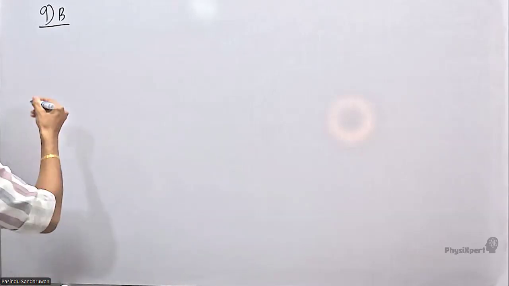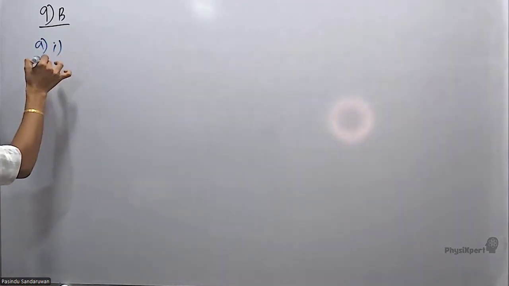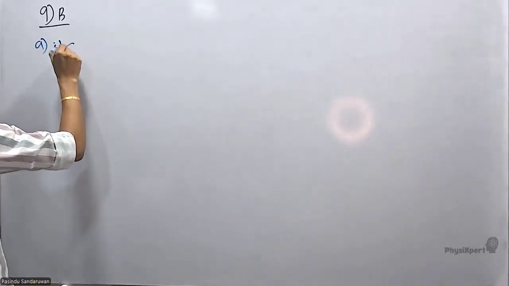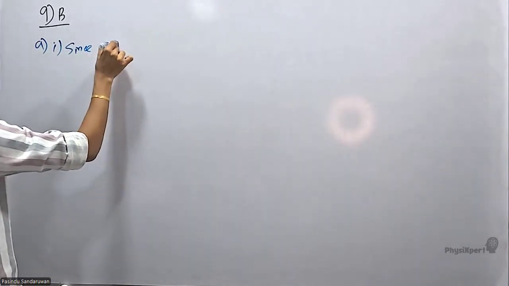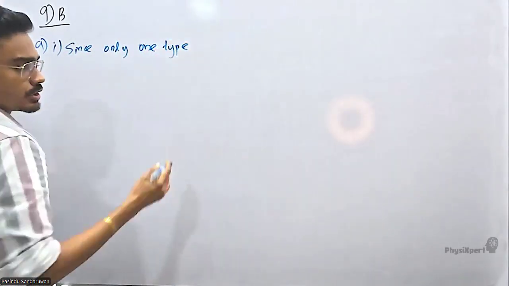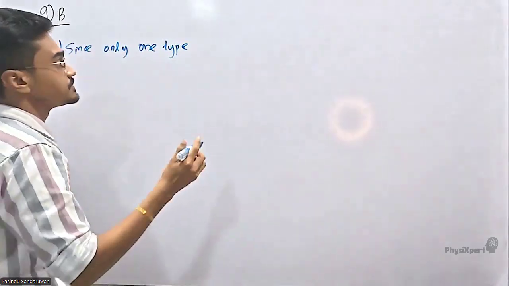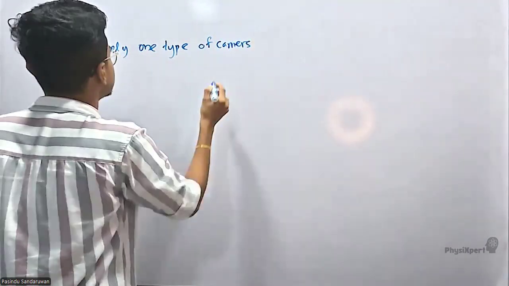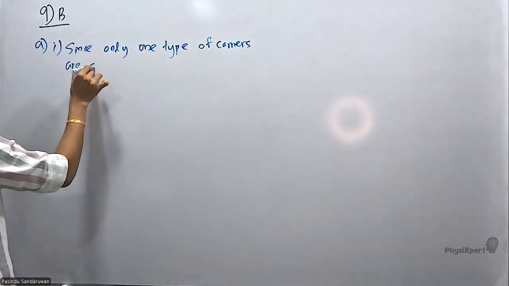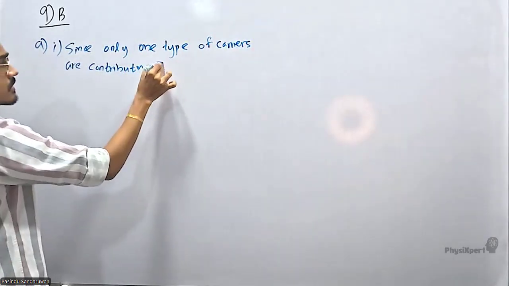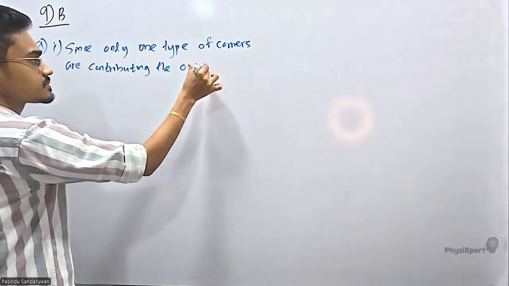So, part 1. Since only one type. Uni means one. Since only one type of carriers are contributing to the operation.